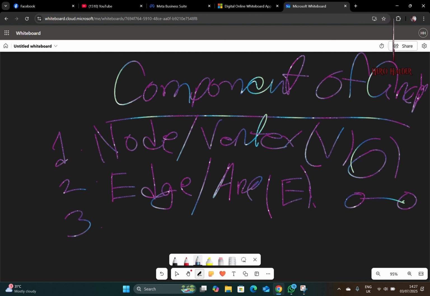And the third component of a graph is weight. Some graphs have values with them, and this is called a weighted graph. If the connection has a value such as 10, this will be a weighted graph.